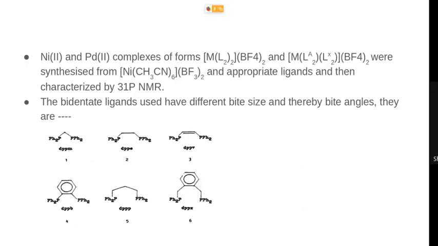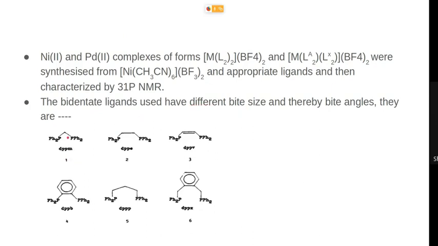Now in this experiment, they have synthesized nickel 2 and palladium 2 complexes of these two forms. Here, the two bidentate ligands are the same, and here the two bidentate ligands are different. And they have been synthesized from this octahedral complex of nickel and appropriate ligands, and then characterized by 31P NMR. So the bidentate ligands that were used have different bite sizes as shown.